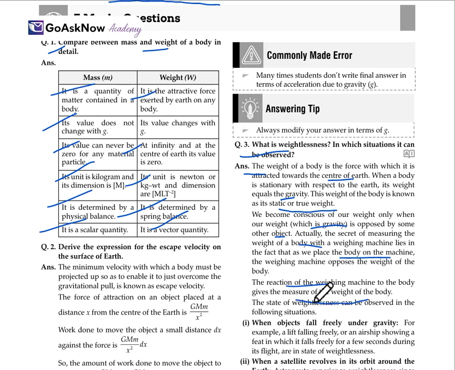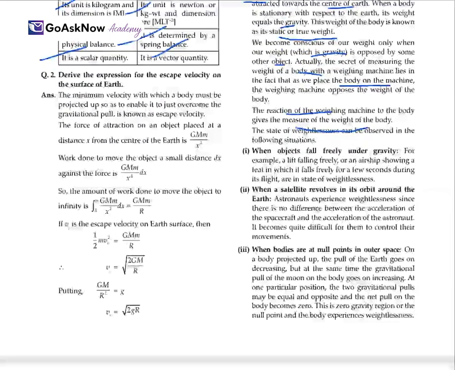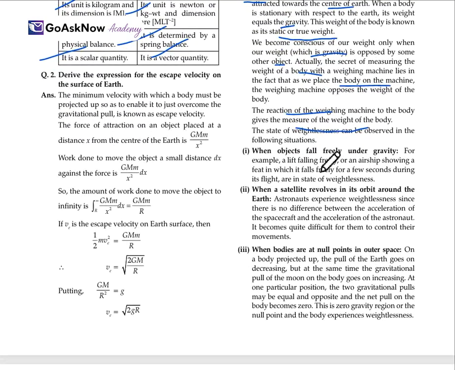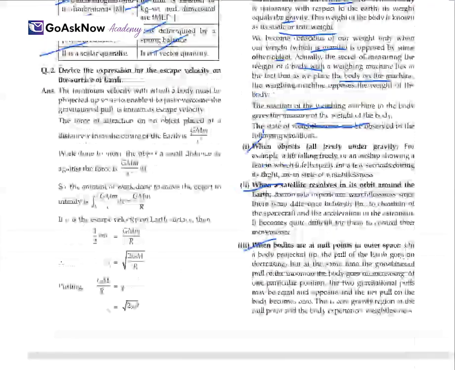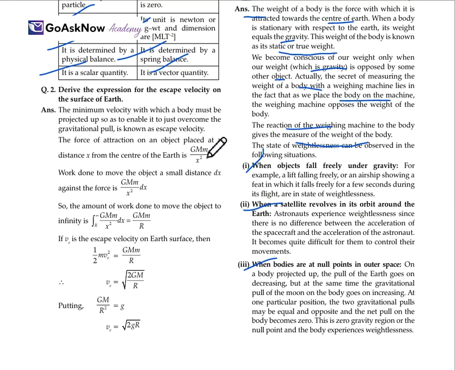So, the state of weightlessness can be observed in the following situations. Firstly, when an object is in free fall under gravity. Second, when a satellite revolves in orbit around the earth. And when bodies are at the null point in outer space. So these are the conditions for weightlessness.